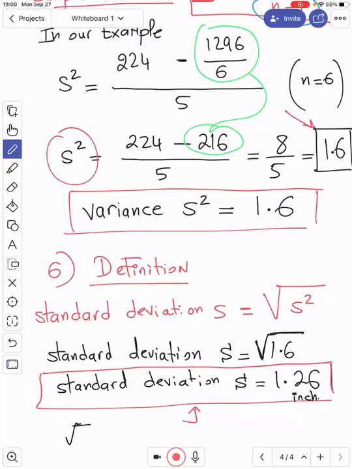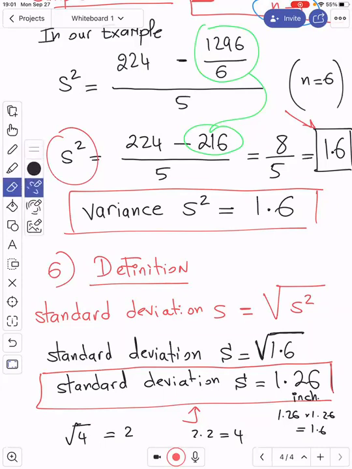Like here, the square root of 4 is 2, right? Because 2 times 2 is 4, right? So here it's the same thing. What I'm saying is 1.26 times 1.26 will be this 1.6. It's just the square root.